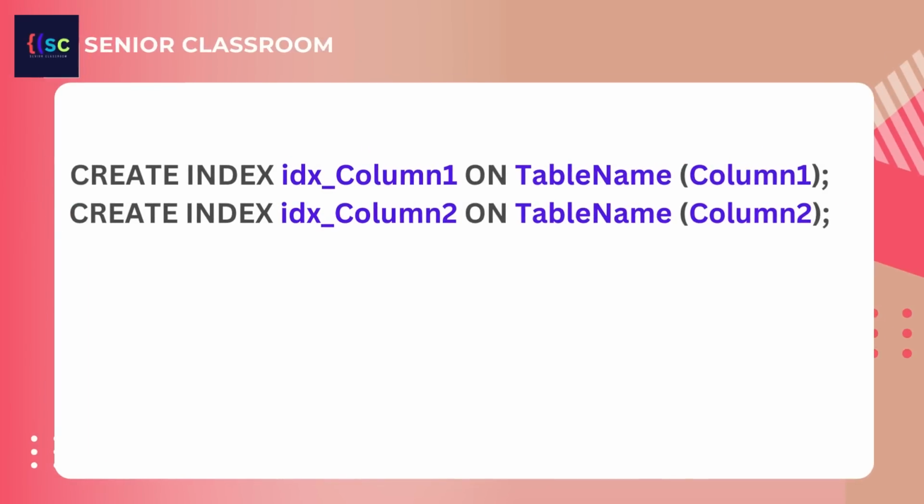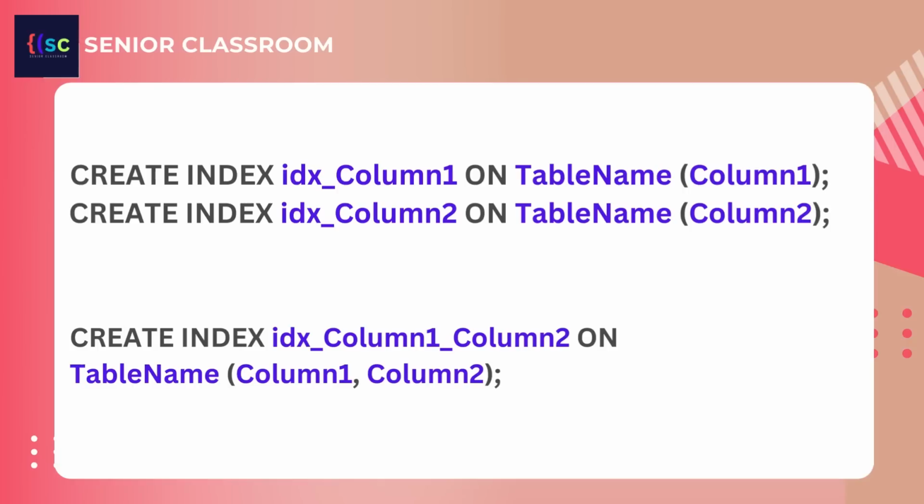Example: consider a scenario where a table has individual indexes on columns, column 1 and column 2. Optimize by using a composite index. The decision to create an index should be based on the specific query patterns and requirements of the application.